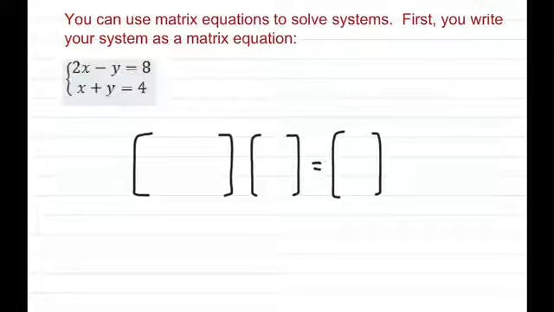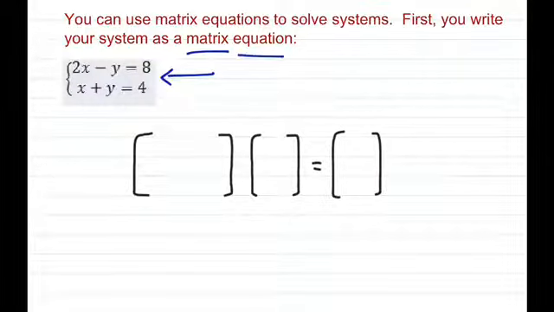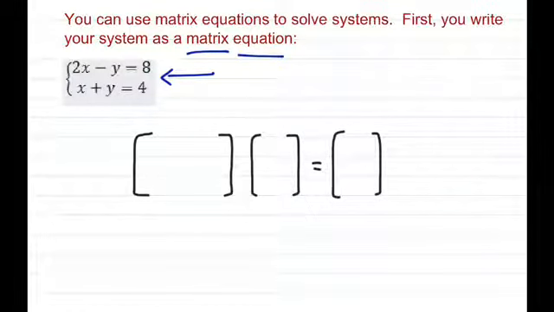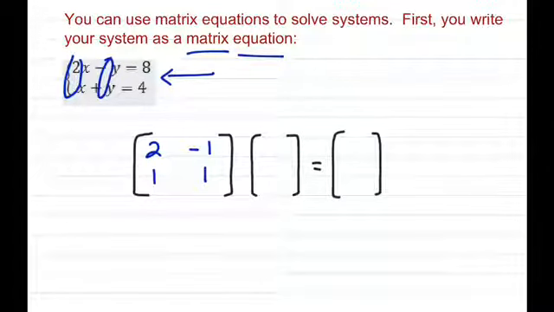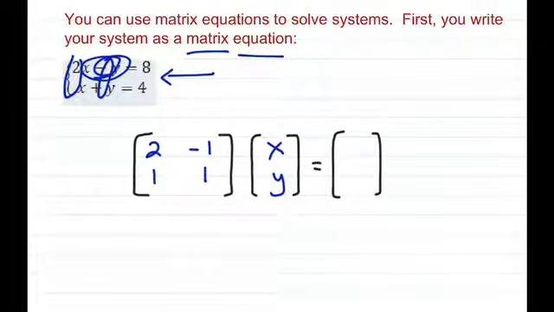Okay, now we are going to use matrix equations to solve systems, but first we have to make sure that we know how to write our system of equations that we have right here as a matrix equation. And so the way that you do that is you take your x coefficients and you put them in your first matrix, and you take your y coefficients and you put them in the matrix. Notice we take the signs with us, so that negative y, that's going to be a negative 1. In the second matrix, this is our variable matrix, and so we're going to put our x and our y there.